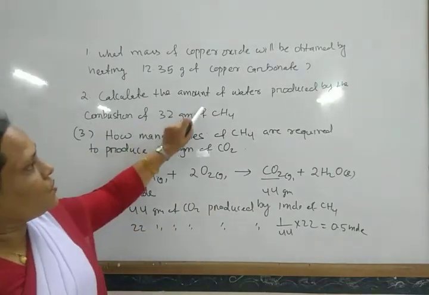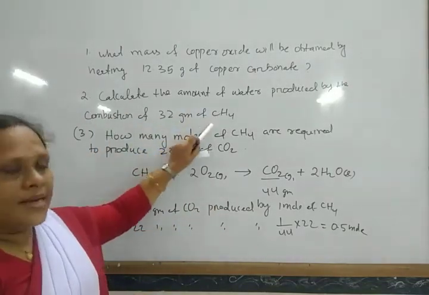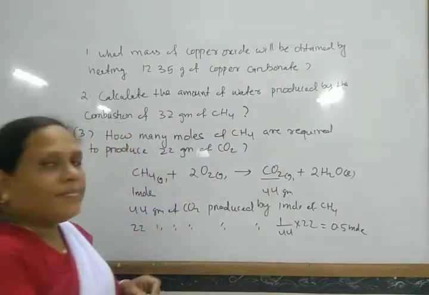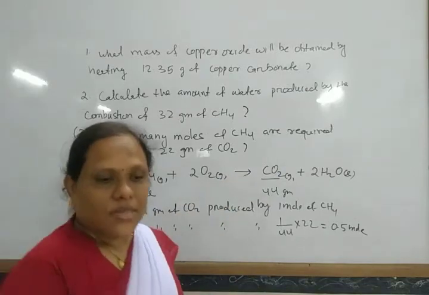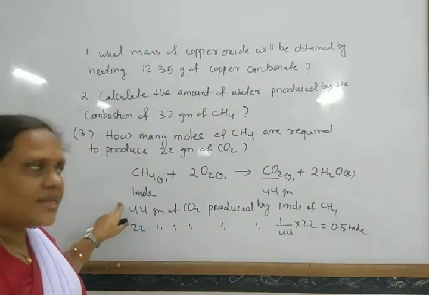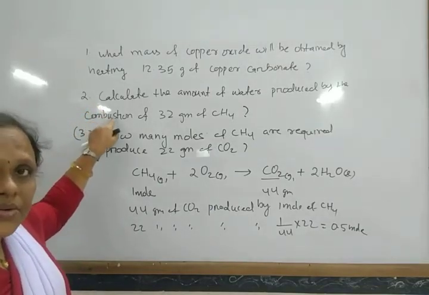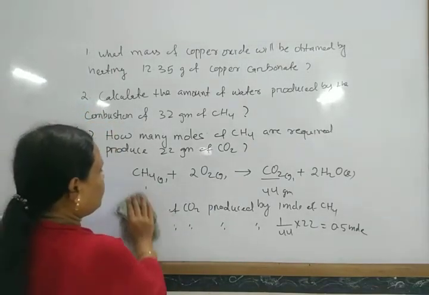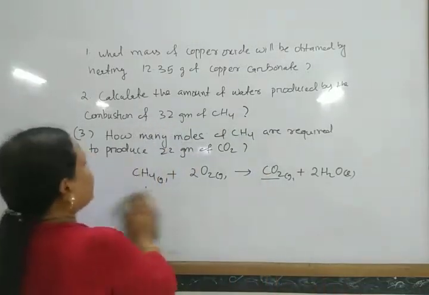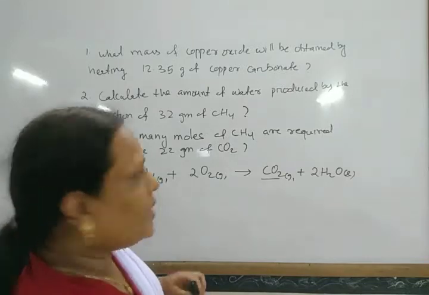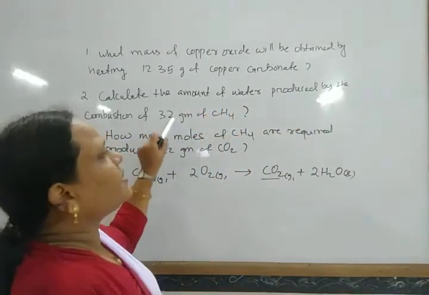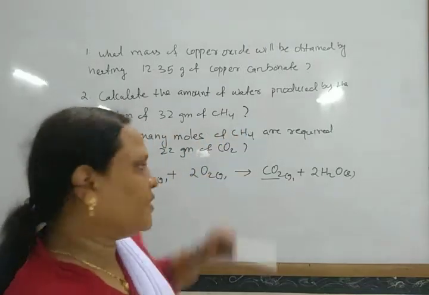Here the question is also based on methane, that's it. So I am keeping the same equation. The same equation is here. This is your question number 3. Now come to solve question number 2. Here given, calculate the amount of water produced by the combustion of 32 gram of methane.